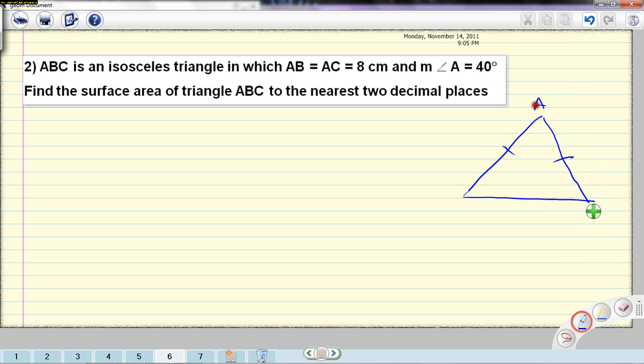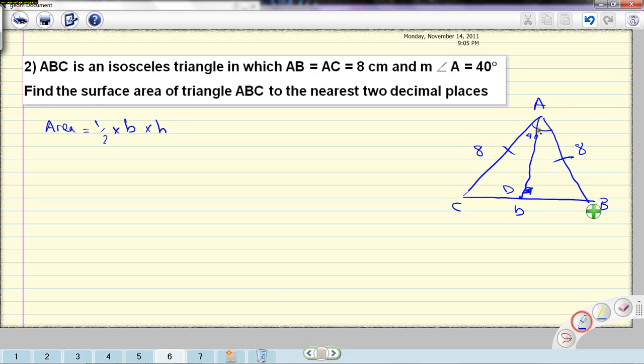A, and this is B, C. And the measure of angle A is 40 degrees. And this is 8, this is 8. I want to get the surface area of the triangle. Surface area of the triangle equals half times base times height. And this is the base. And where's the height? I'm going to draw the height. It's a perpendicular line. I'm going to name this point D.